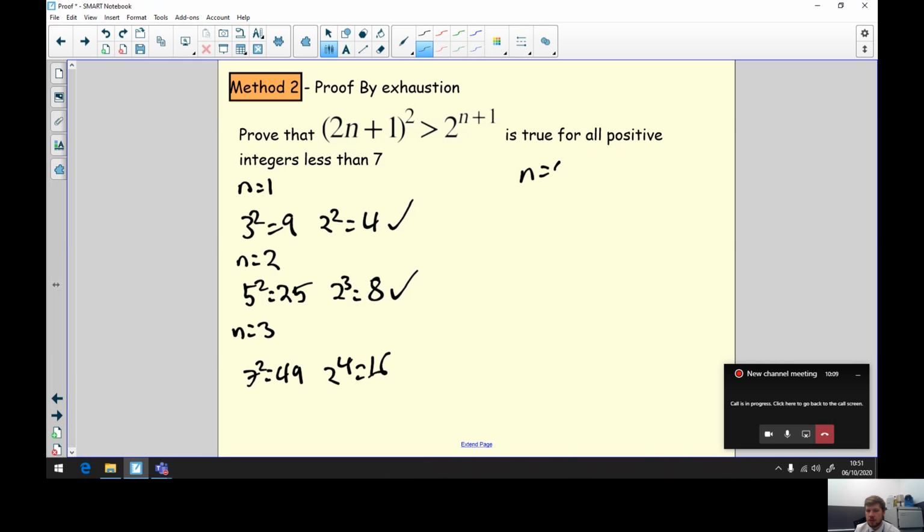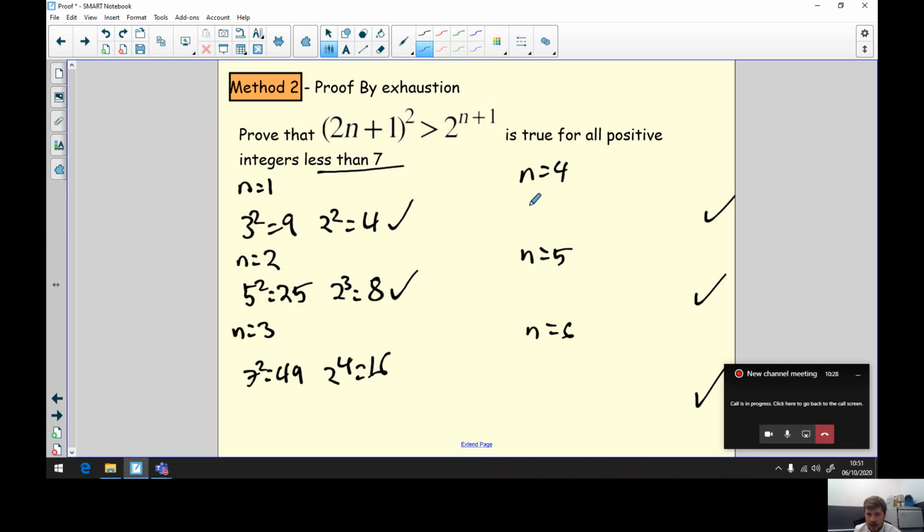Carrying on for n equals 4, n equals 5, n equals 6, I'm going to show that all of these are going to be true. So I've done my proof by doing every single scenario that could happen, and that would be exhaustion.